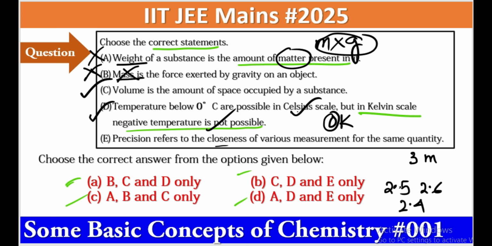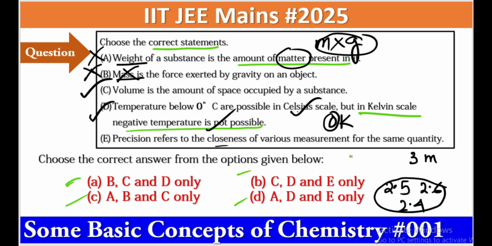Now see, these values 2.5, 2.6, 2.4 are very close to each other. Then we will say all these measurements are precise. But if you are not getting close to this 3 meter value, then we will not say it is accurate. Because accurate means closeness of the measured value to the actual value or true value.